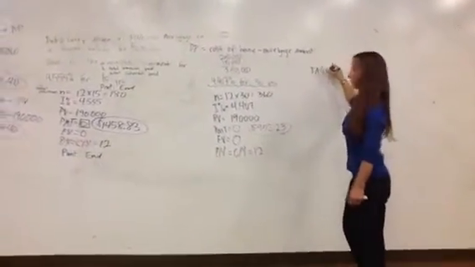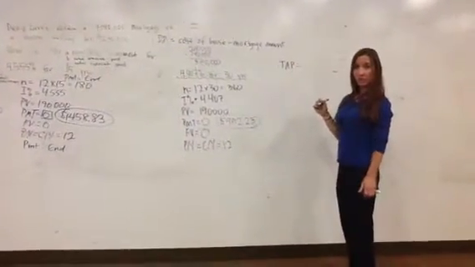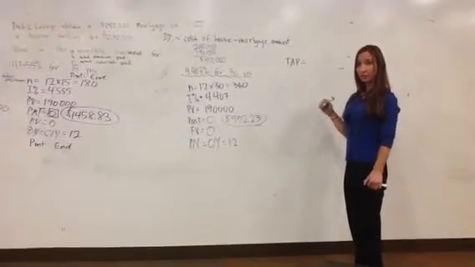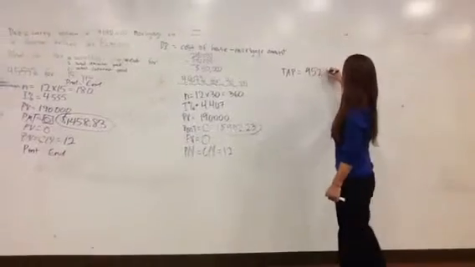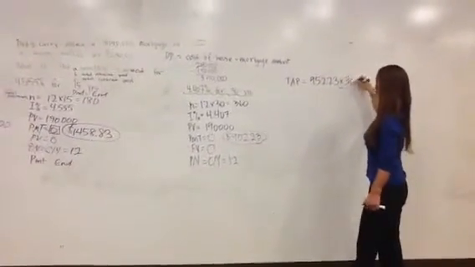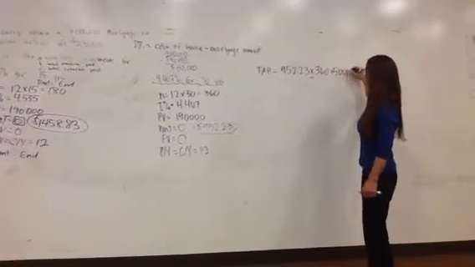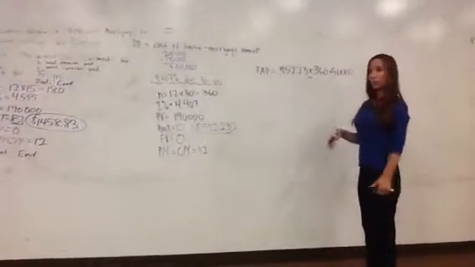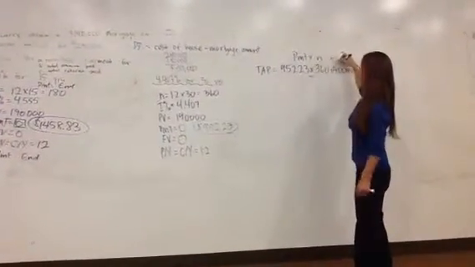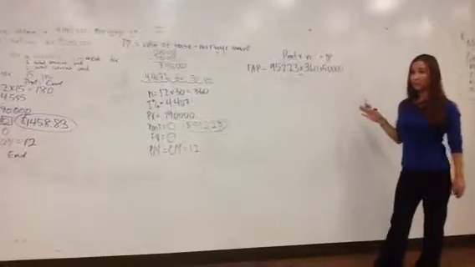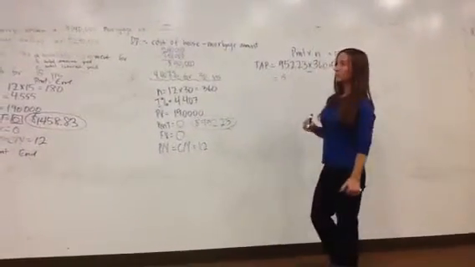So to find our total amount paid on the 30-year loan, we're going to use the same formula that we did before, payment times N plus down payment. Here, the payment is $952.23 and is made 360 times, and the down payment is $50,000. So when you multiply payment times N plus down payment, and feel free to pause this video at any time, what do you get for the total amount paid?